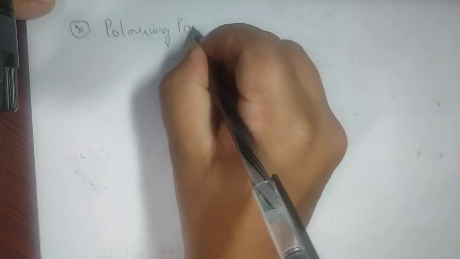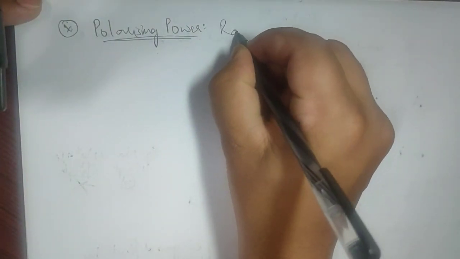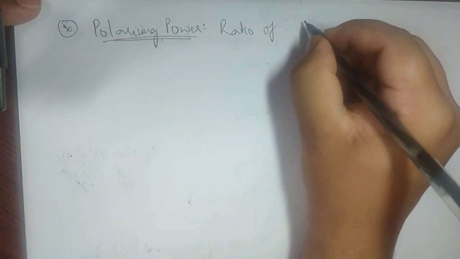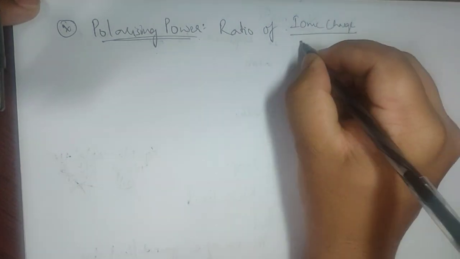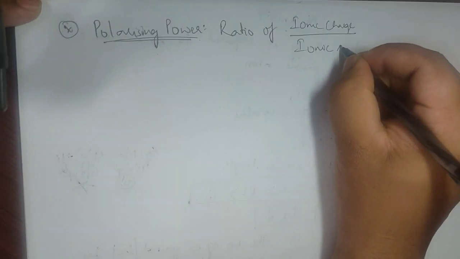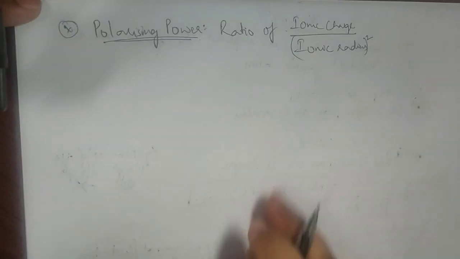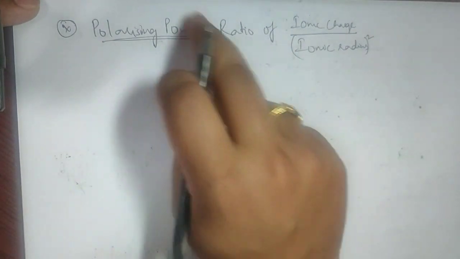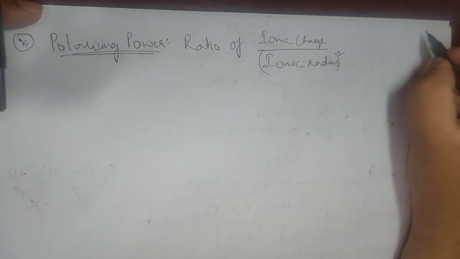There is something called polarizing power. So what is this polarizing power? It is the ratio of ionic charge to ionic radius whole square. This is called the polarizing power. Polarizing power is a property. Just simply explaining, if you understand here itself, very good. If not, also no issues.